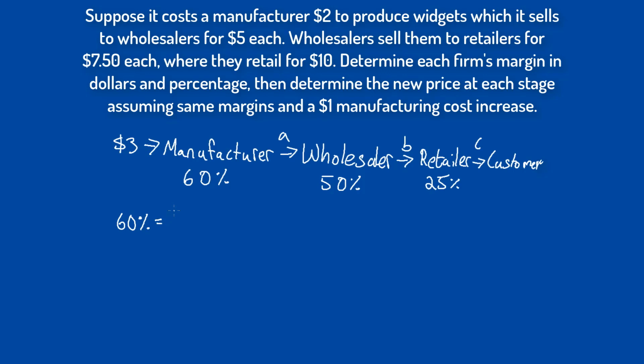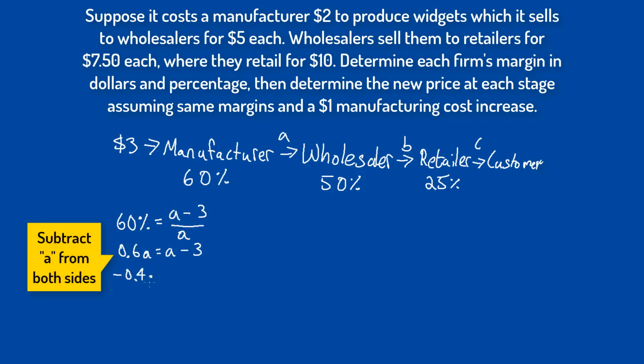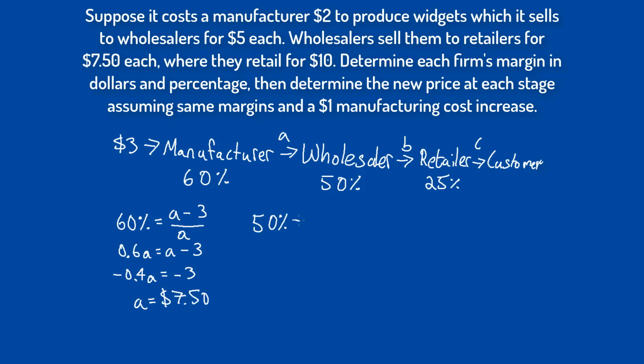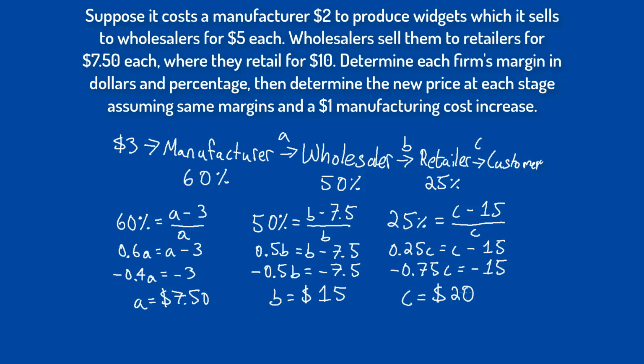Using the margin formula and starting from the initial cost of $3, we can use the margins we determined earlier to discover the price charged by each party. The manufacturer would charge $7.50, the wholesaler would charge $15, and the retailer would charge $20.